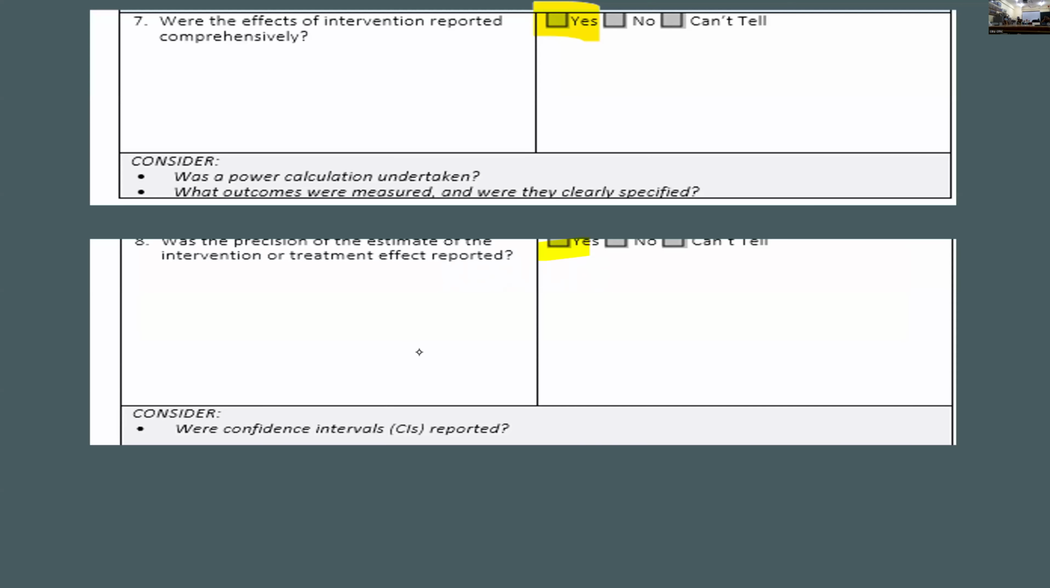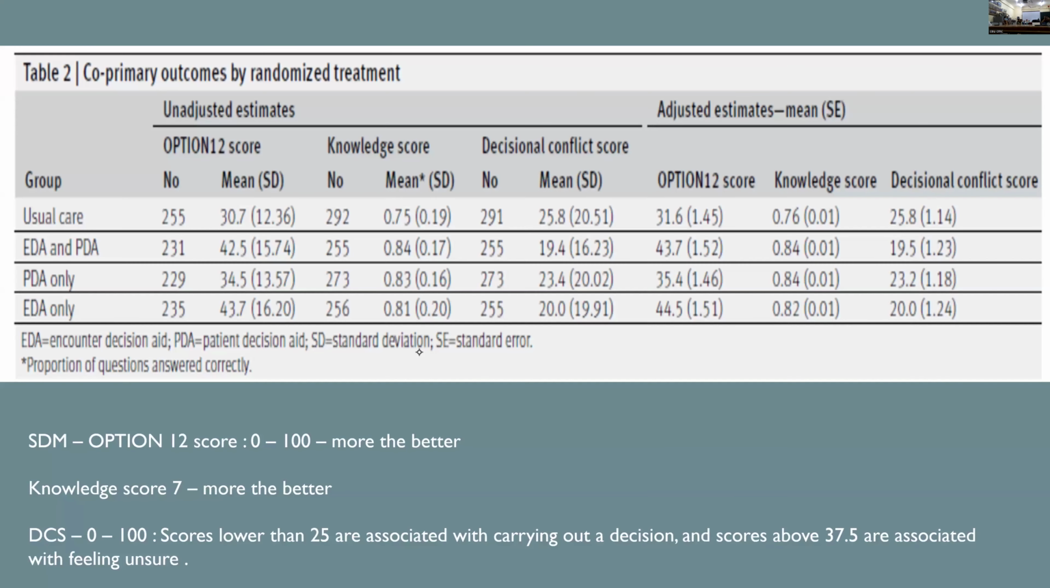Coming to the results, was the effect of the intervention reported comprehensively? This is the randomized trial with 4 groups: usual care, both the aids, either the patient decision aid or the encounter decision aid. These were the 3 primary outcomes.